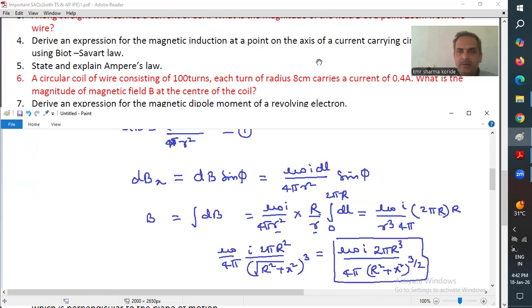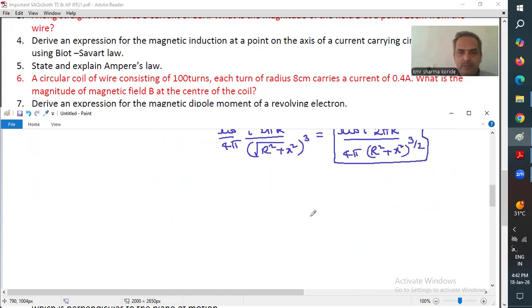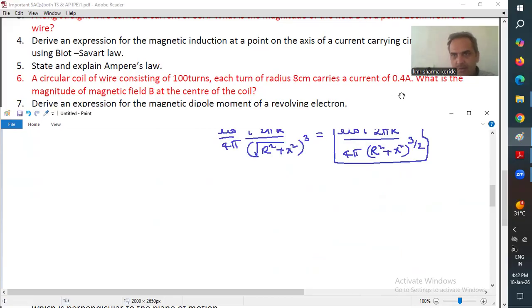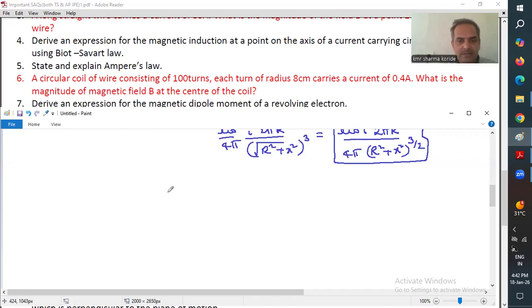Now let us continue with another question. A circular coil of wire consisting of 100 turns, each turn of radius 8 centimeters, carries a current of 0.4 amperes. What is the magnitude of the field at the center? So just now we got one equation. Center means x is 0. So with the same equation, let us write B equal to, this is question number 6.